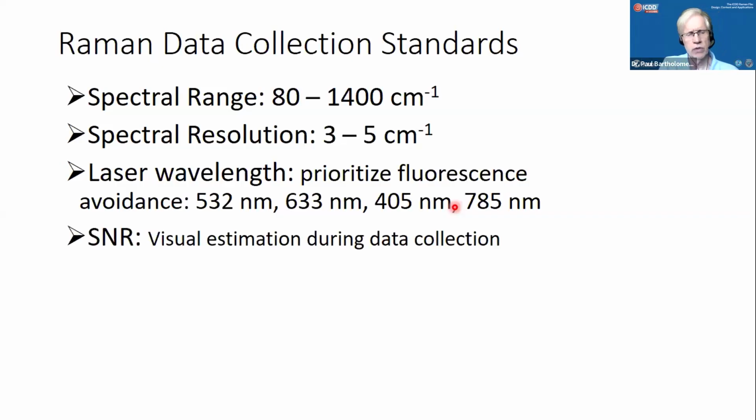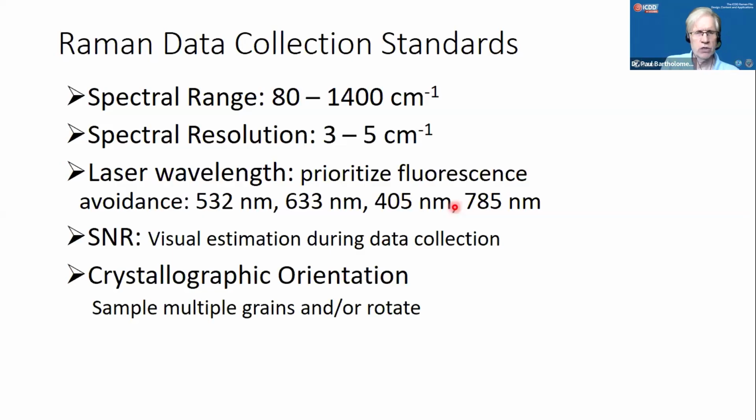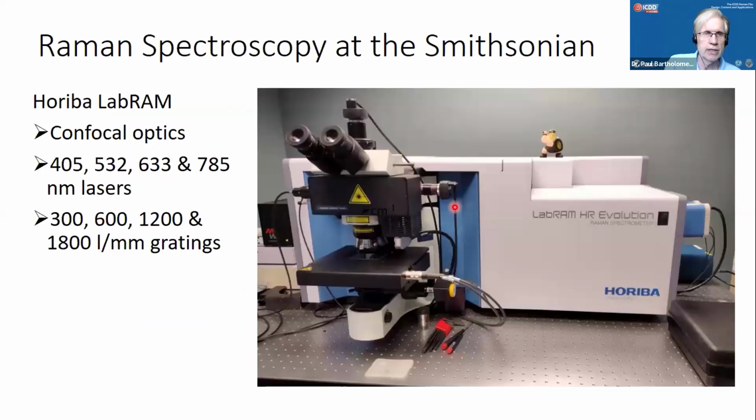Signal to noise ratio: it's hard to quantify this as you're working on the machine, so I use visual estimation. Crystallographic orientation: I simply take spectra on multiple grains, or in some cases I rotate the sample under the instrument between data collections just to see if there is a lot of variation in relative intensity with orientation. If the answer is no, then I only submit one spectrum to the database. If the answer is yes, then I submit examples representing the extremes to the database.